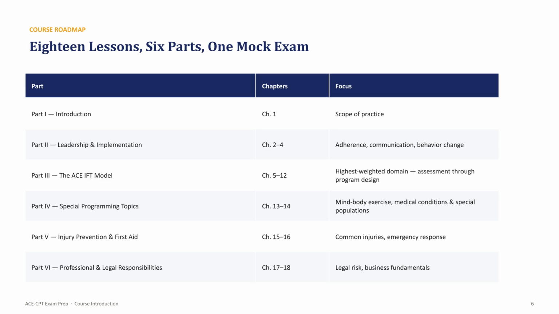So how do 18 lessons and 4 domains actually fit together? Let's map it out. The textbook itself is organized into 6 parts, and the course follows that same structure. Part 1 is the introduction, covering Chapter 1, Scope of Practice. Part 2 is leadership and implementation, covering Chapters 2 through 4, adherence, communication, and behavior change.